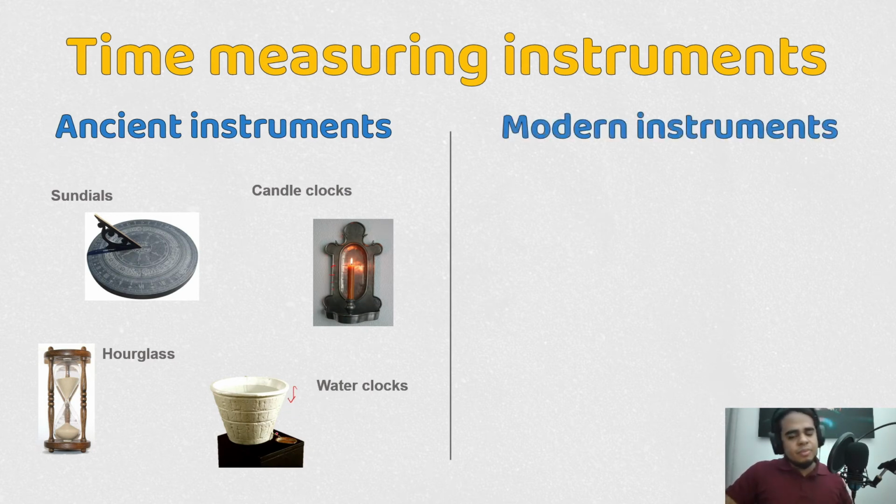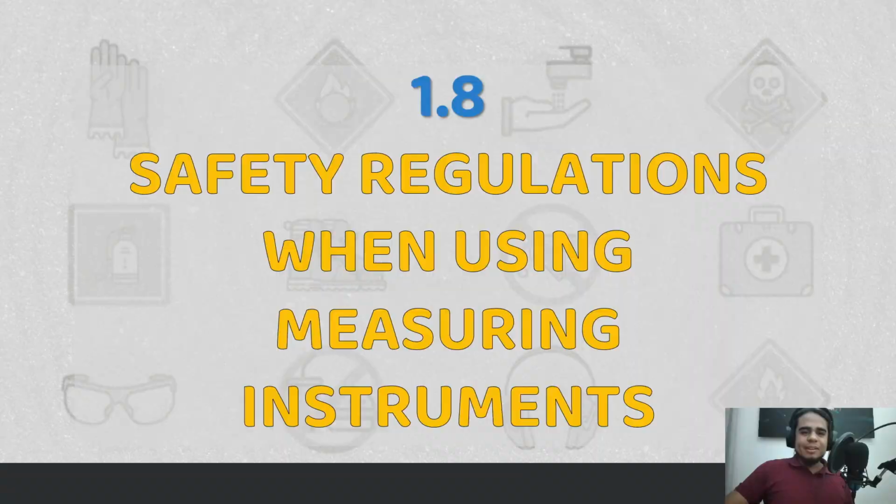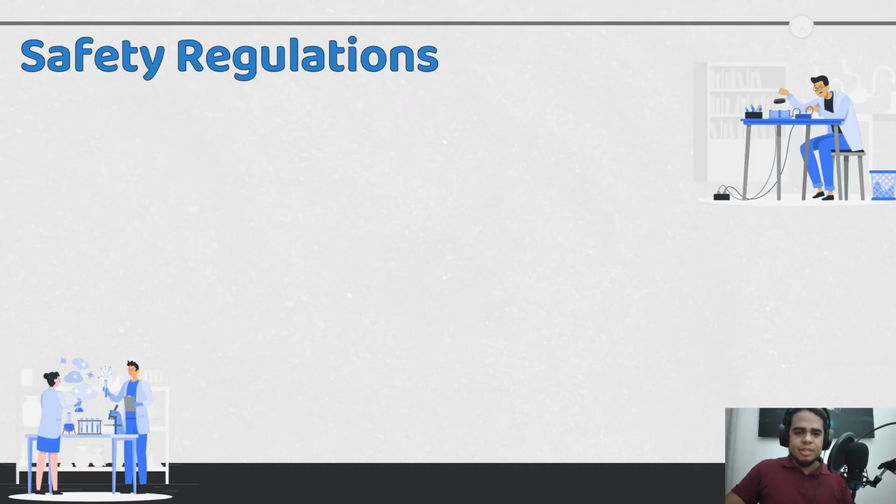For the modern instruments, we have mechanical clocks, quartz clocks, and digital clocks. And even related with modern physics, especially atomic physics, we have atomic clocks. And they are so precise that they have an error of 1 second every 3,000 years. They are super precise. And finally, safety regulations when using measuring instruments.